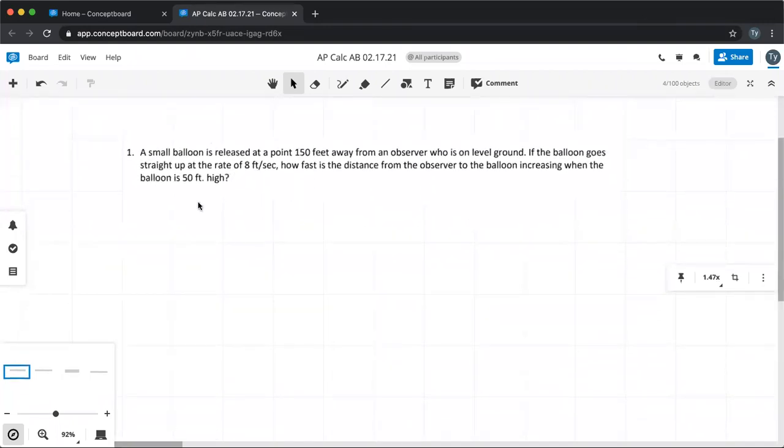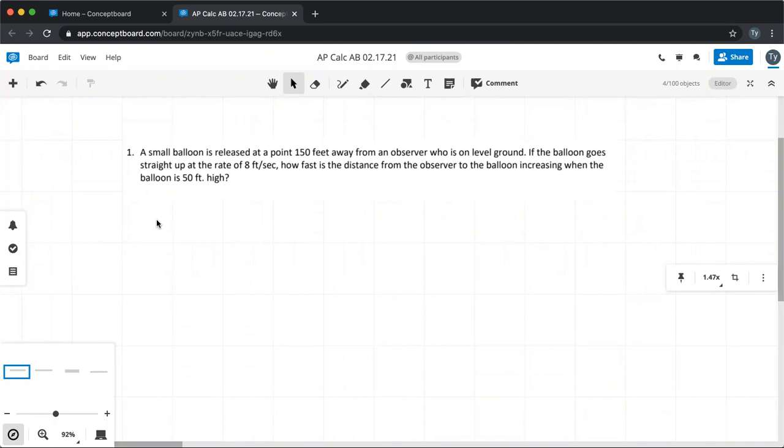Let's get started. The first question says, a small balloon is released at a point 150 feet away from an observer who is on level ground. If the balloon goes straight up at a rate of 8 feet per second, how fast is the distance from the observer to the balloon increasing when the balloon is 50 feet high?